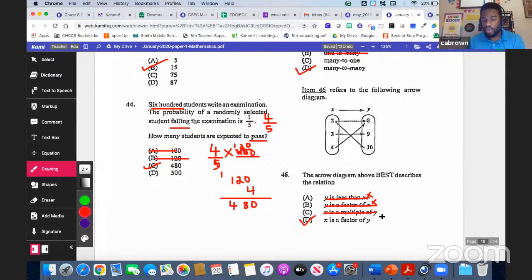X is a factor of Y. Let's check. If 8 is our number, or factors of 8, if X is our factor, 2 is a factor of 8, and it's also a factor of 10, yes. 3 is a factor of 9, 4 is a factor of 8. So our answer here is D.